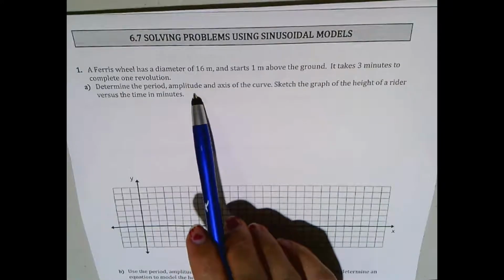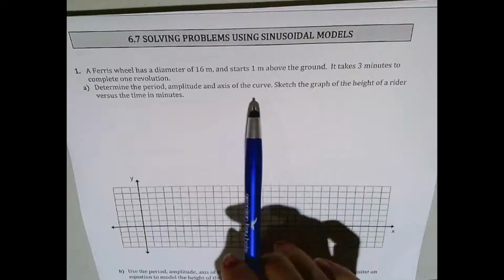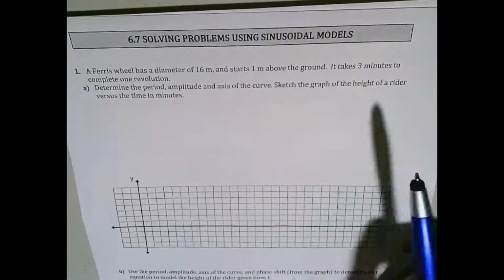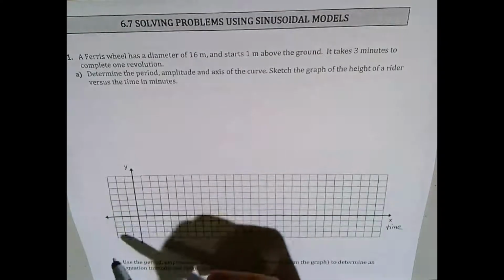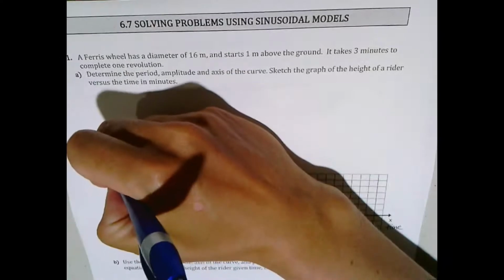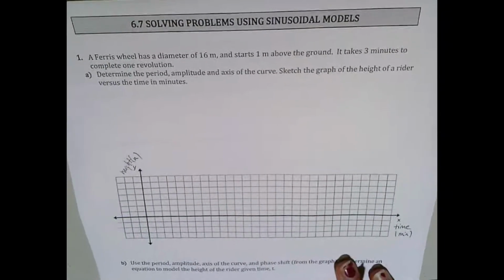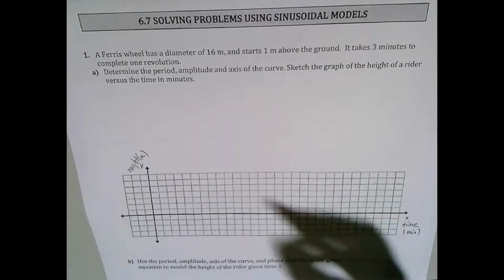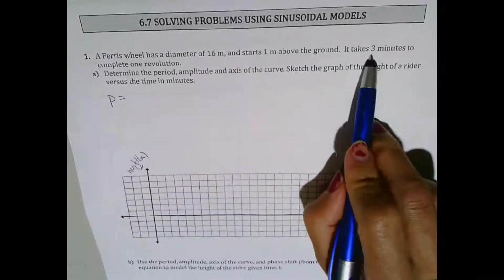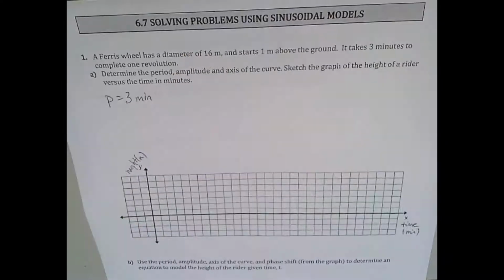Now we have to determine the period, the amplitude, the axis of the curve, and sketch the graph of the height of the rider versus the time. So we know that x will be the time and y would be the height in meters, time in minutes. Okay, so let's determine first of all the period. The period is actually given to us because it takes 3 minutes to complete one revolution, which means the period is 3 minutes.